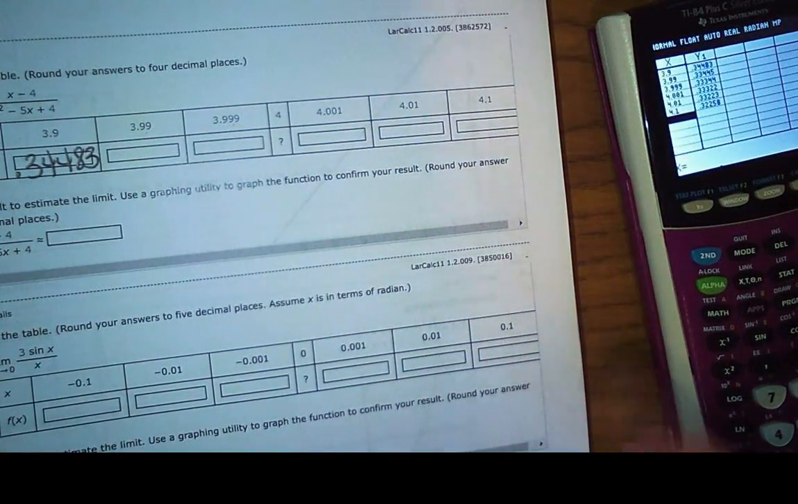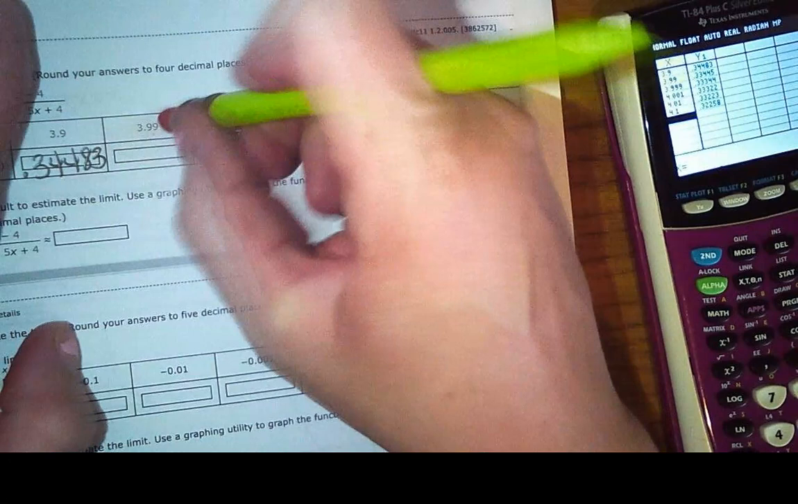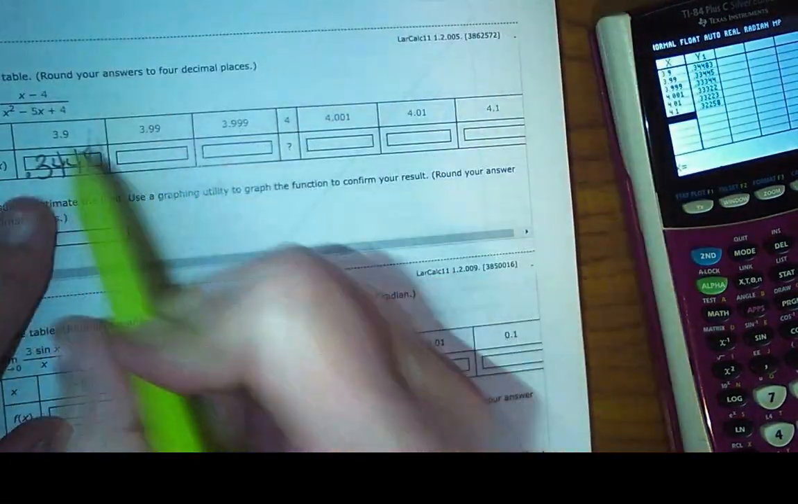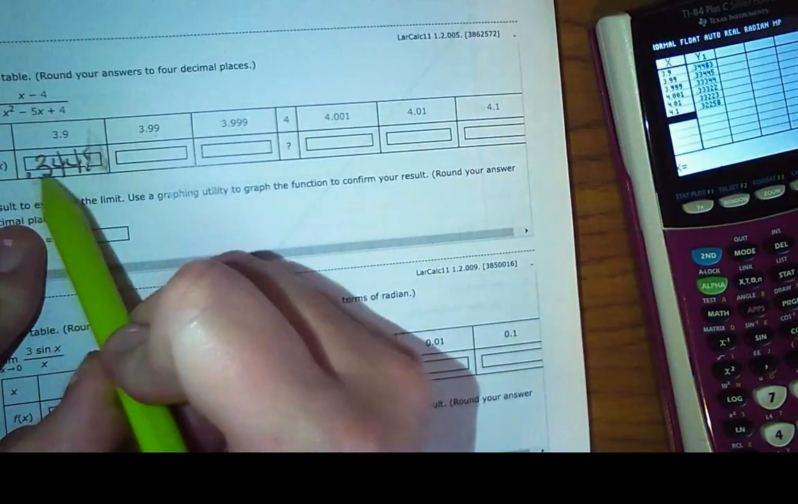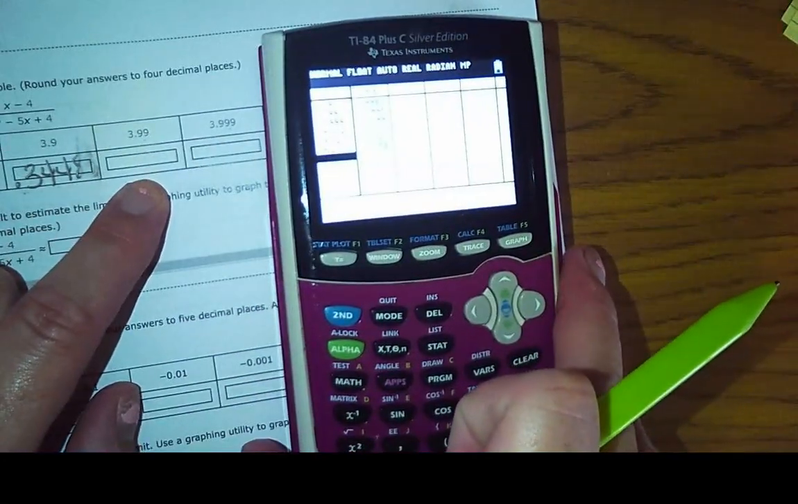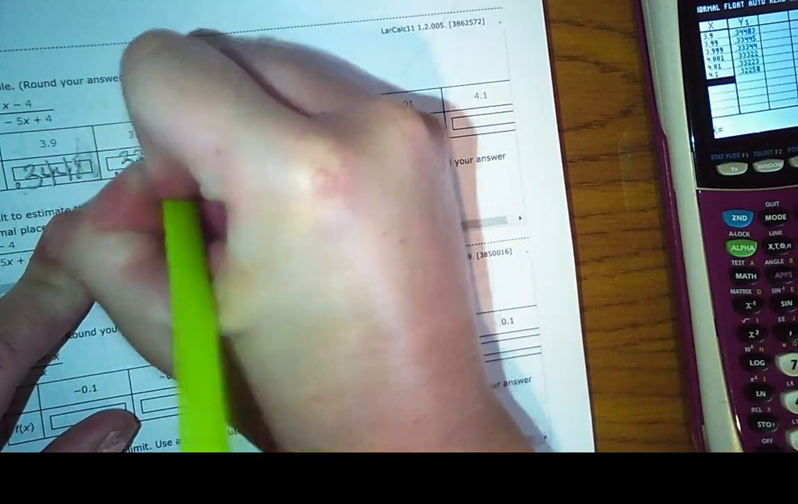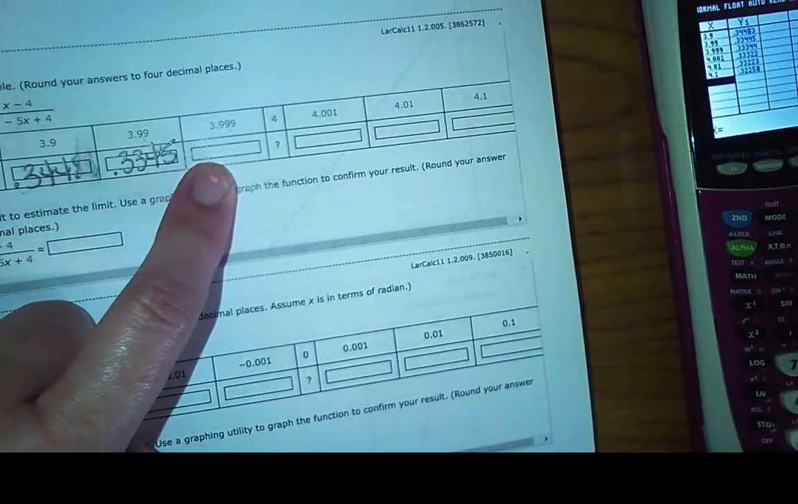Okay, WebAssign, you're going to have to pay attention at this point because you're not estimating. So WebAssign should actually demand a correct answer on that one. So round it to 0.3448. Okay, so the next one says at 3.99, I've got 0.3345. At 3.999, I've got 0.3334.